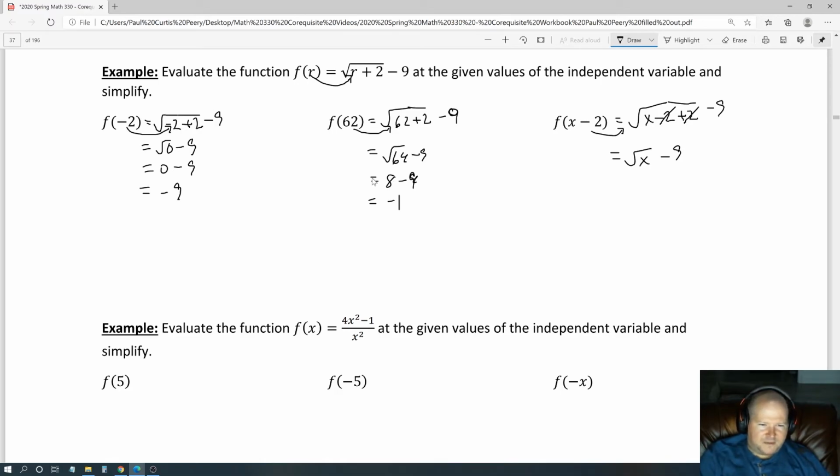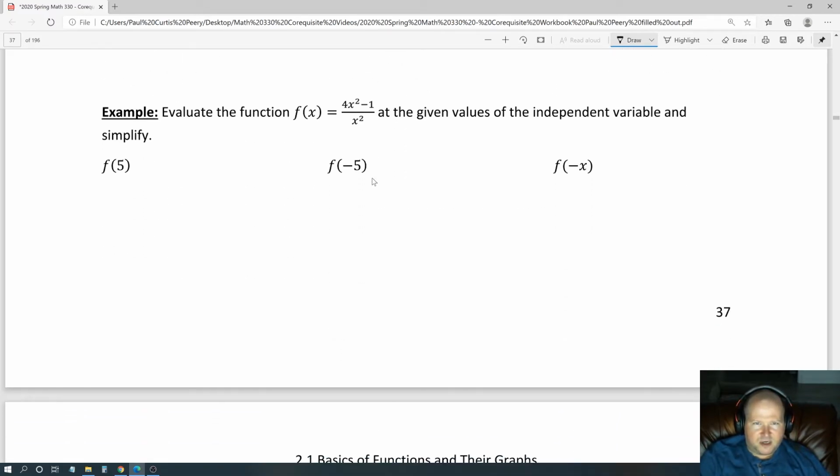All right, so we're going to evaluate the function f of x is equal to 4x squared minus 1 over x squared at the given values of the independent variable and simplify. Wherever we see x, which there's 2 different places, that's okay, we're going to plug it in. So in this case, we're going to say 4 times 5 squared minus 1 on top, and then 5 squared on the bottom. 5 squared is 25, and 25 times 4 is 100.